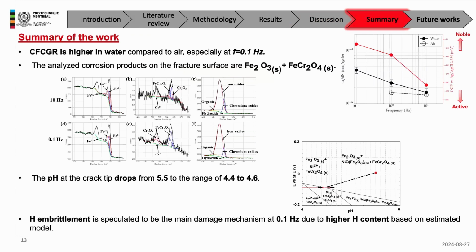To wrap up, I would say the corrosion fatigue crack growth rate in water at an applied loading frequency of 0.1 hertz is higher than the fatigue crack growth rate in air. The corrosion product analysis shows that we have oxides and the FeCr2O4 corundum on the fractured surface. Using these oxides and the Pourbaix diagram, we were able to estimate the pH. Using this pH, we were able to estimate the hydrogen concentration at the root of the crack. With these findings, we were able to say that hydrogen embrittlement is the damage mechanism at 0.1 hertz.